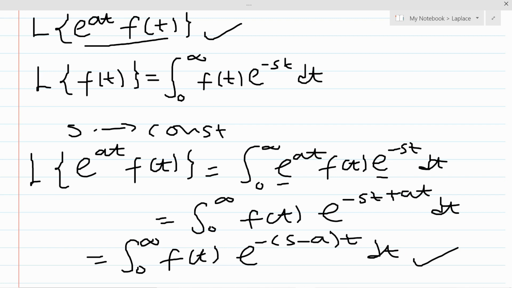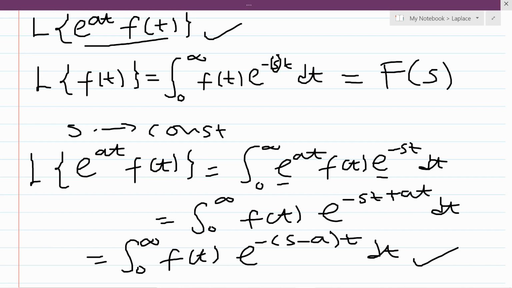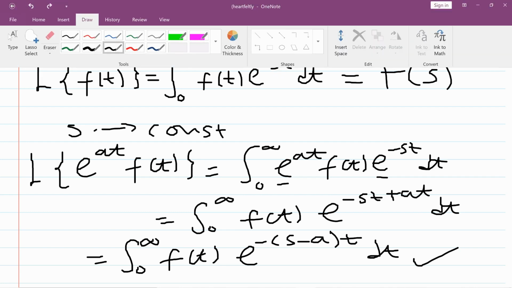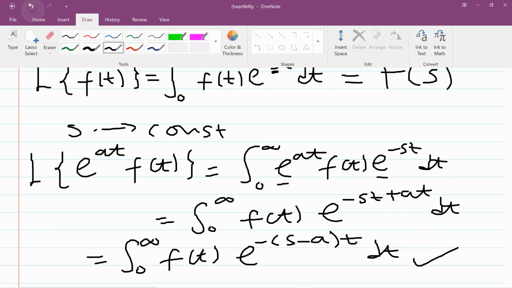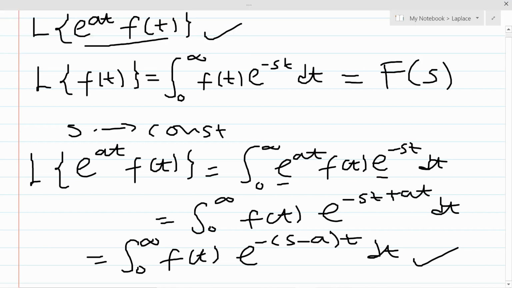Now we said that Laplace of this will give us what? Capital F of s, a function that will be in terms of only s, the term that is attached to the t. So the term attached to the t is always what we will get. If that is the case, let's look at a situation whereby the term attached to the t is s minus a.